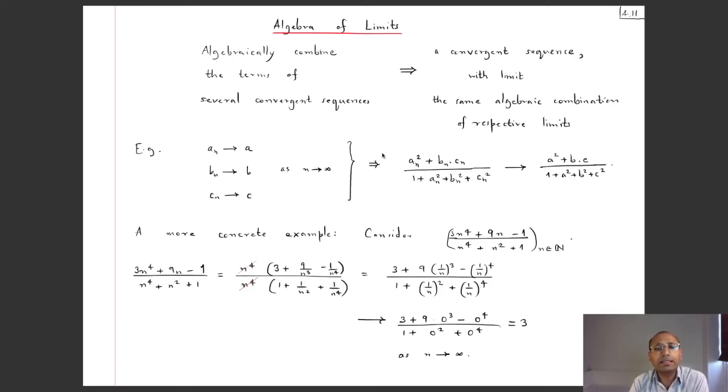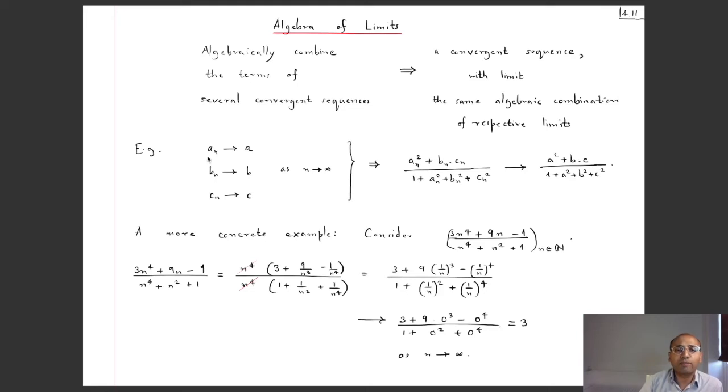This roughly says that if you algebraically combine the terms of several convergent sequences, then we get a new sequence, and that new sequence is also convergent, and its limit is the same algebraic combination of the respective limits. Okay, so this is of course the rough statement, but here is an example.